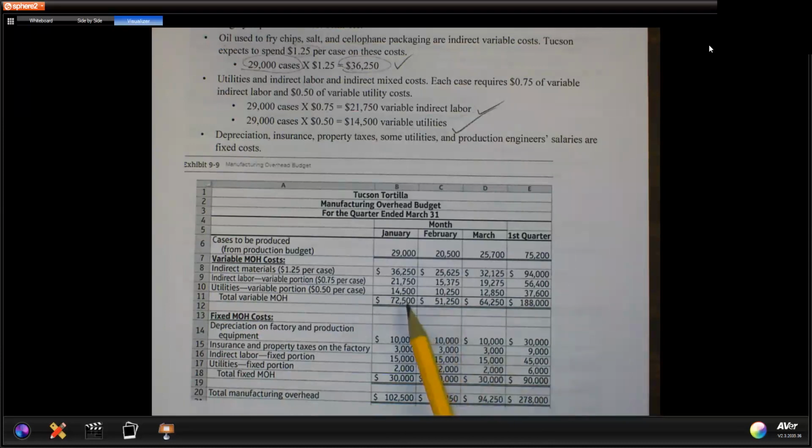So your variable manufacturing overhead plus your fixed manufacturing overhead gives you total manufacturing overhead for January, February, March, and also for your first quarter. Okay, so I'll stop here. In this video we talked about the three detailed parts: direct material, direct labor, and the manufacturing overhead budget. I hope you have a better understanding of each budget, and let me know if you have any questions.